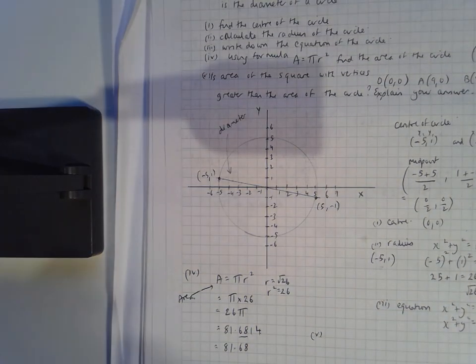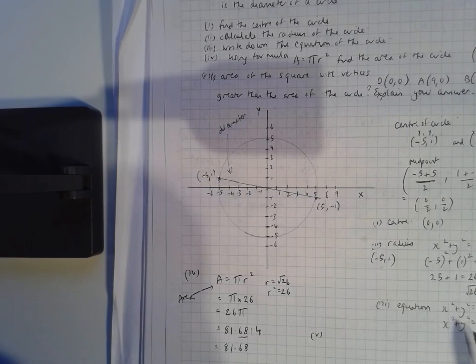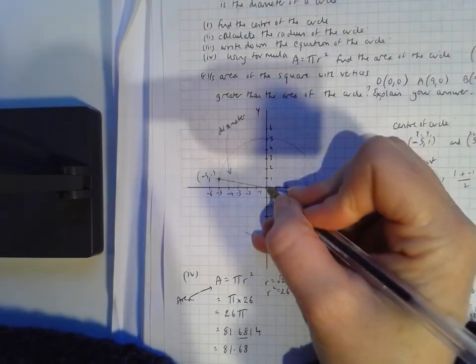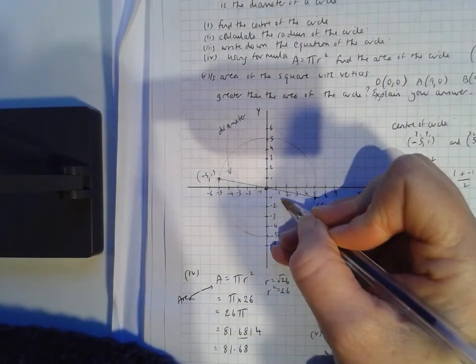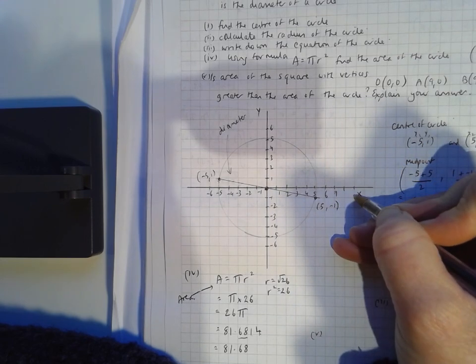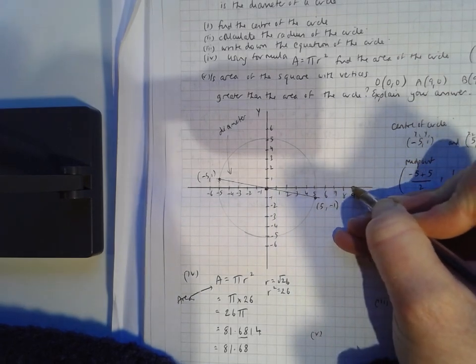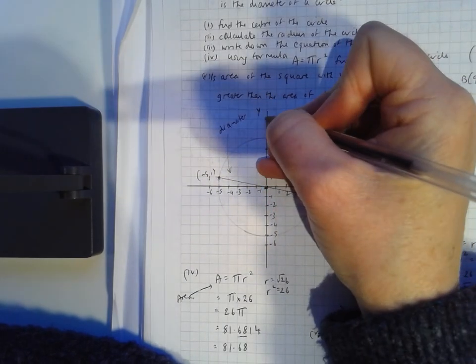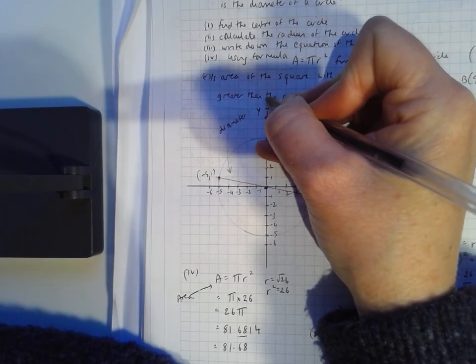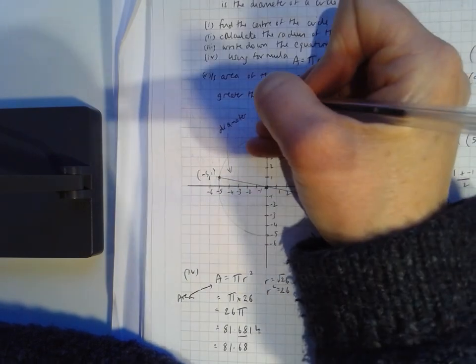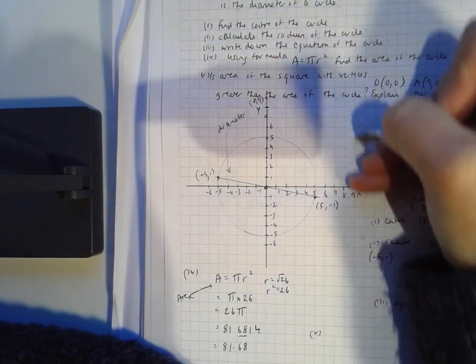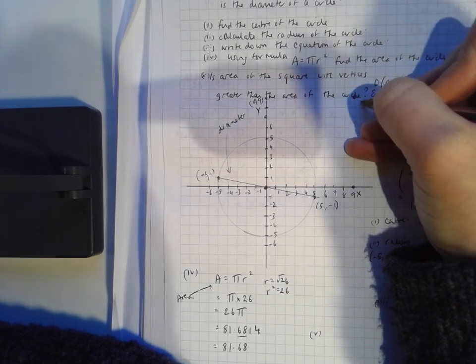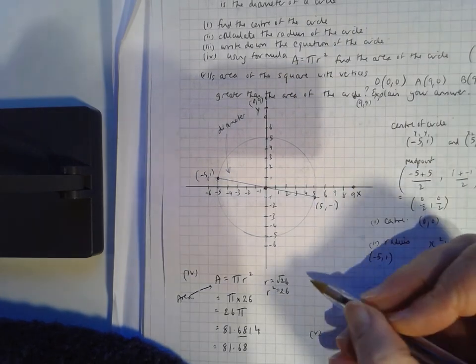I wonder if I could even plot these points, because if I could, it might make it easier to see what's happening. So (0, 0), (9, 0), 1, 2, 3, 4, 5, 6, 7, 8, 9. It's up here, that's all right. So that's (0, 9), and (9, 9) then will be up here. So here's my square.